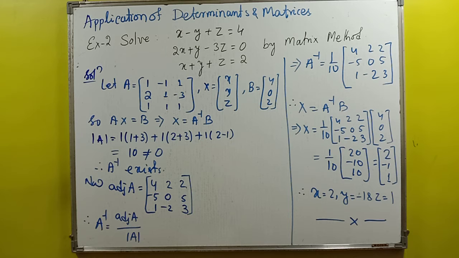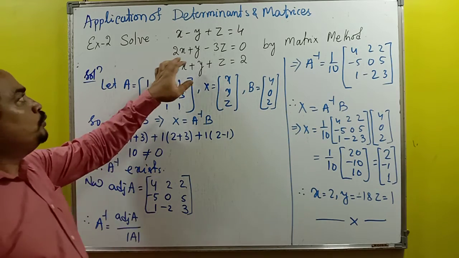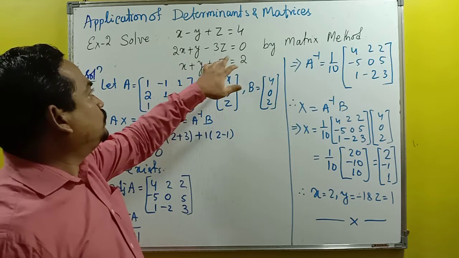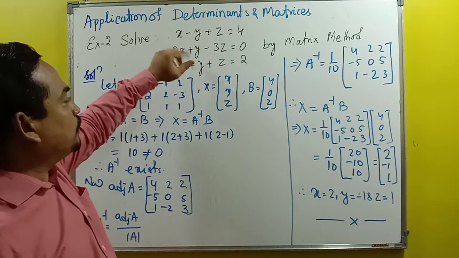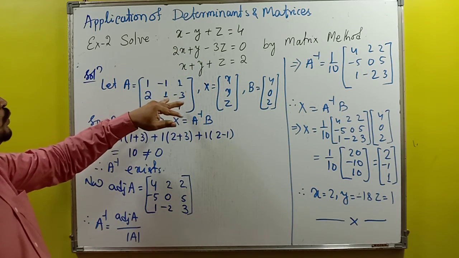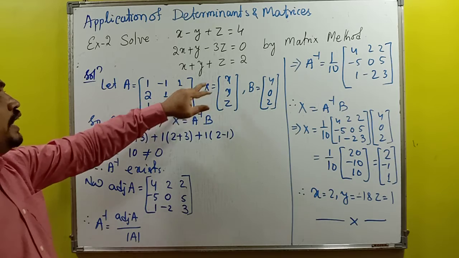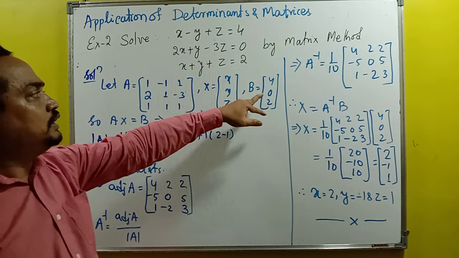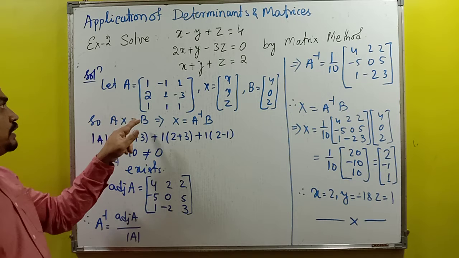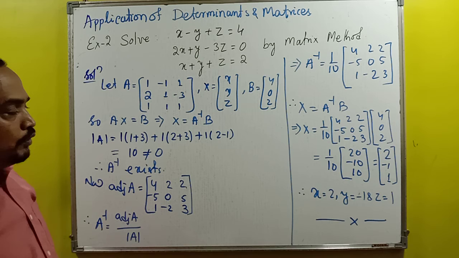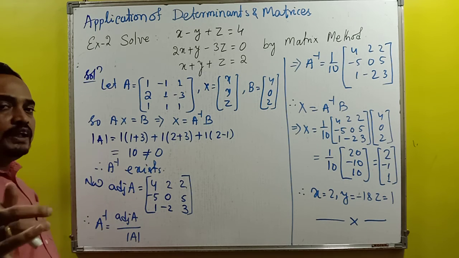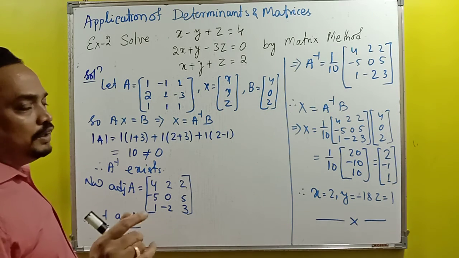Let us solve another example of 3 variables. Solve x minus y plus z is equal to 4, 2x plus y minus 3z is equal to 0, x plus y plus z is equal to 2. So let A be the coefficient matrix: 1, minus 1, 1, 2, 1, minus 3, 1, 1, 1. X is x, y, z, and B is the constants 4, 0, 2. Now this can be expressed as the system of equations AX is equal to B, which implies X is equal to A inverse B.